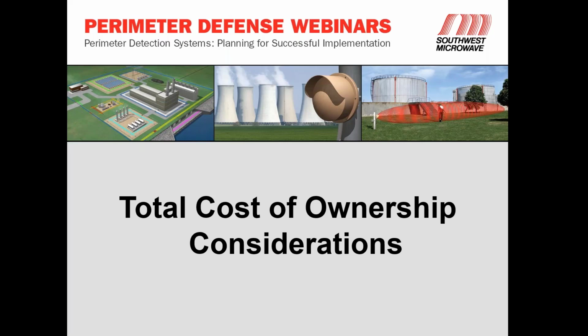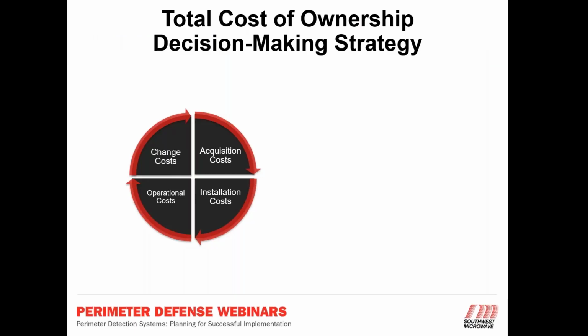Our discussion today is reviewing the total cost of ownership as a decision-making strategy. This should be an ongoing process and is relevant throughout the sensor selection, implementation, and maintenance. An appropriate TCO strategy can make or break a project, so let's take some time here to review some items to look for when browsing sensors.